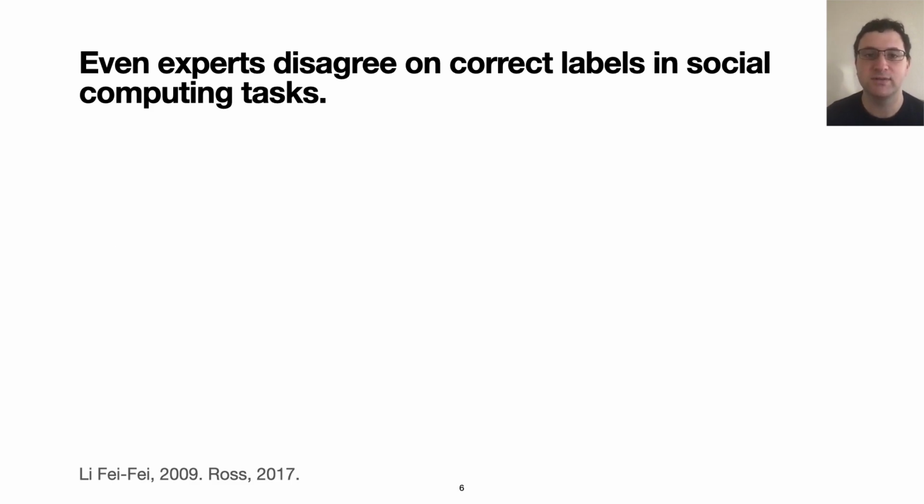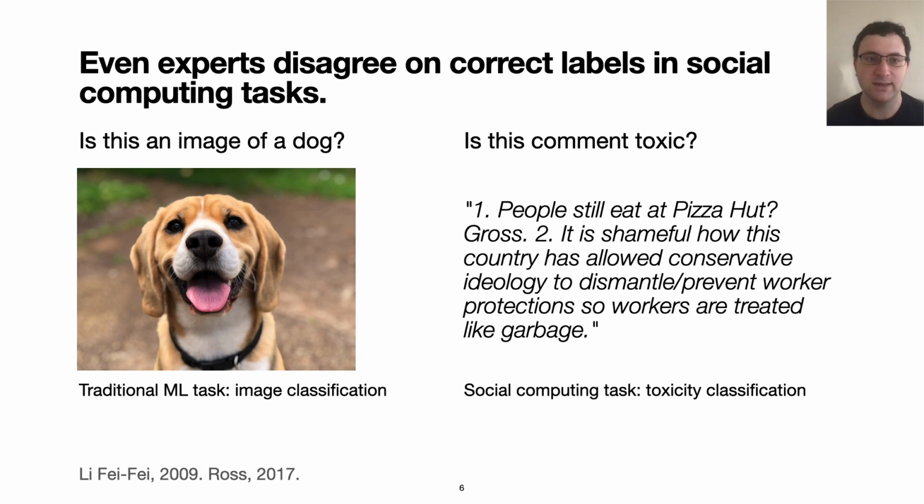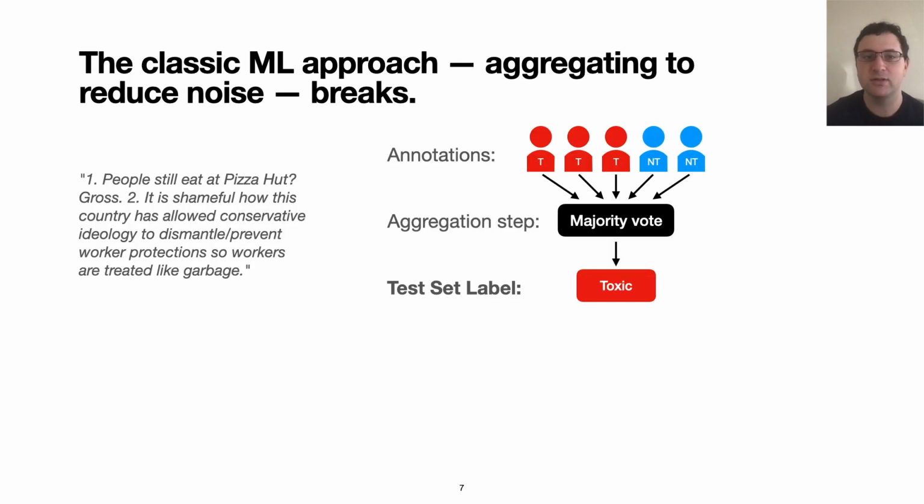Well, let's start with an observation. Unlike traditional ML tasks, even experts often disagree on the correct labels for tasks in social computing and HCI. For instance, we expect everyone to agree that this is a dog. But while this comment contains some clearly objectionable material, in the expert labeled datasets that we looked at, not every expert felt this comment crosses the line. It was basically a split jury.